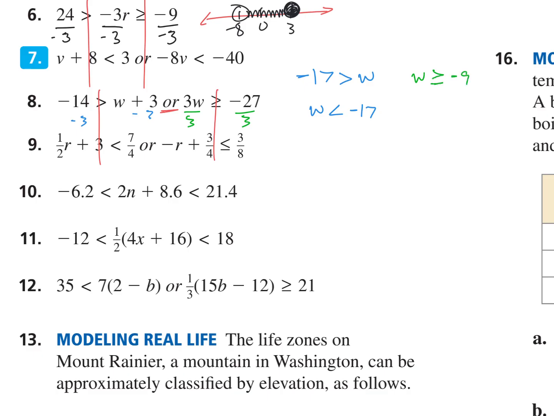Okay, and then remember, this is an or. How do we know that? Because it says the word or. Let's graph it. We have 0, we have -9, we have -17. We have an open circle, shade to the left, shade smaller than -17. We have a filled in circle, and we are greater than -9. We shade this way. And then just a friendly reminder, this is what an or looks like.